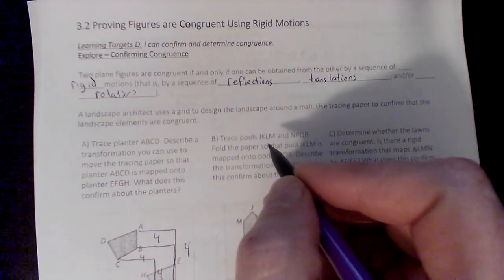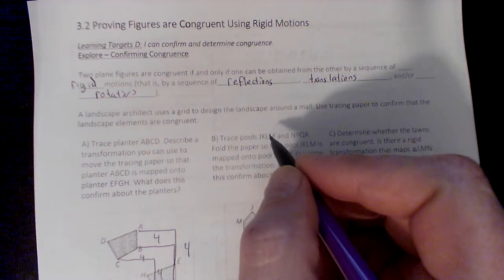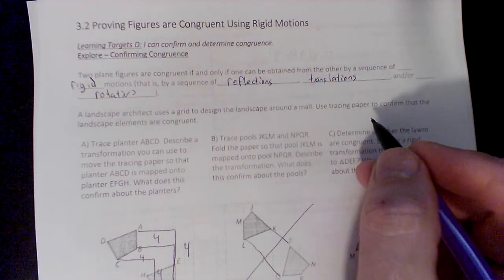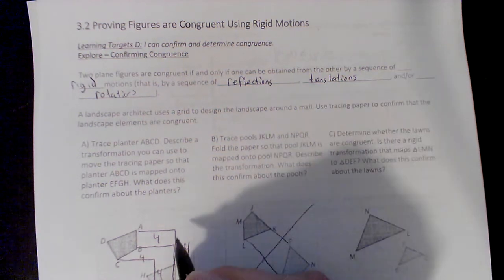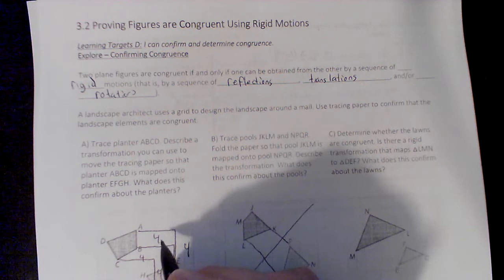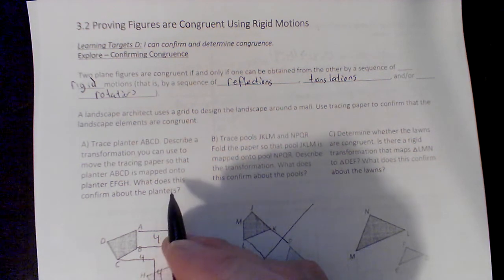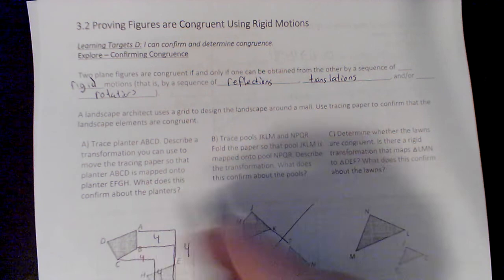A landscape architect uses a grid to design a landscape around the mall. Use tracing paper to confirm that the landscape elements are congruent. We're just going to do this. This is a trace planter. Describe the transformation so that ABC is mapped onto EFG.